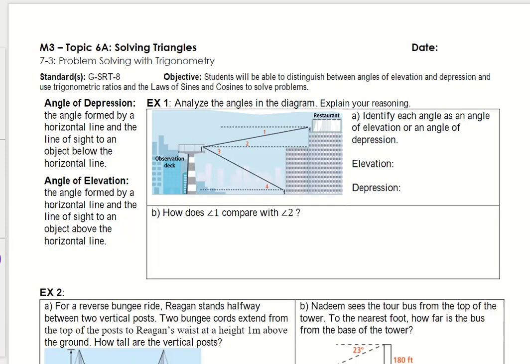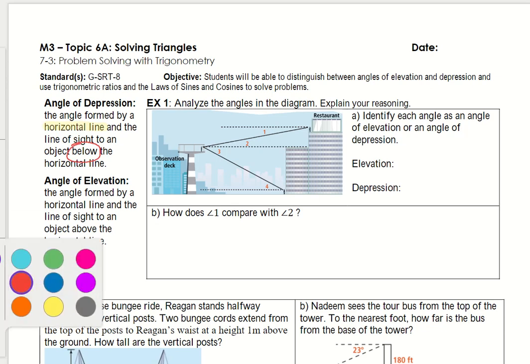Today we're talking about problem solving with trig. We're going to first talk about angle of depression and angle of elevation. An angle of depression is the angle formed by a horizontal line and the line of sight to an object that is below that horizontal line.